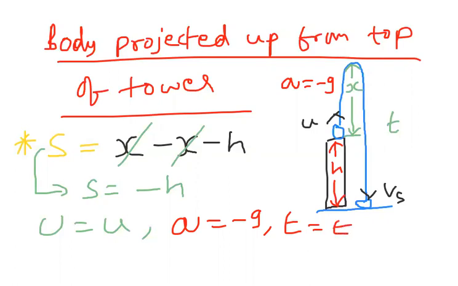Substituting this data in our beautiful formula from the equations of motion, s is equal to ut plus half a t squared. Let us check what happens. Here s is minus h, u is u, t is t, and a is minus g. So minus h is equal to ut minus half g t squared.